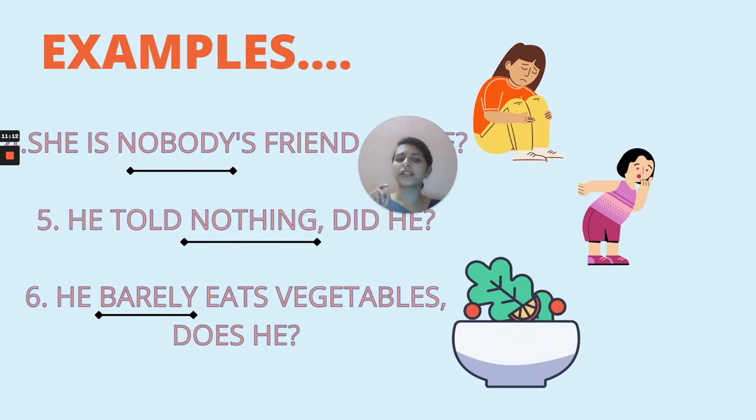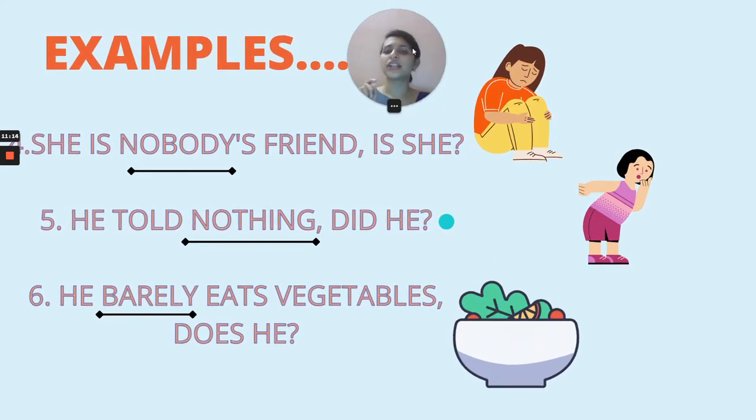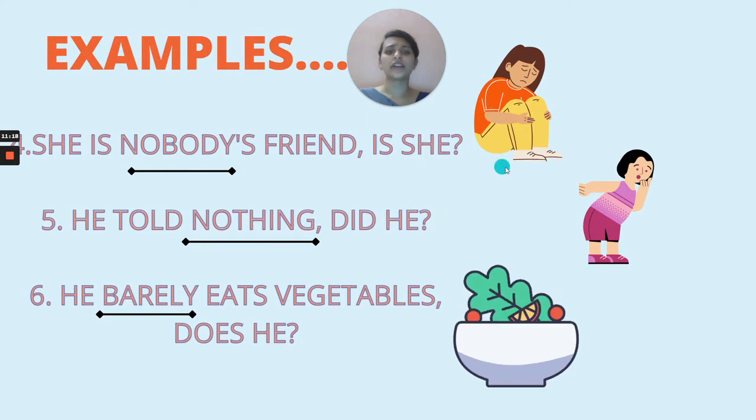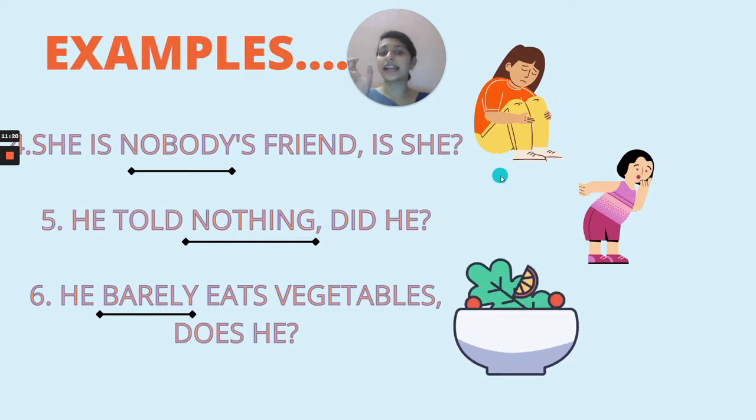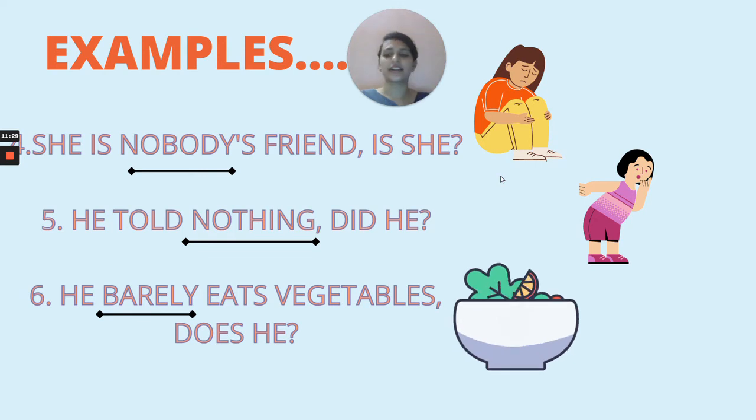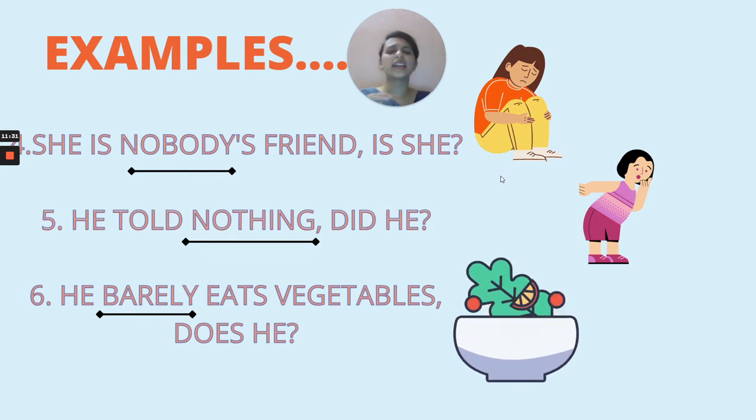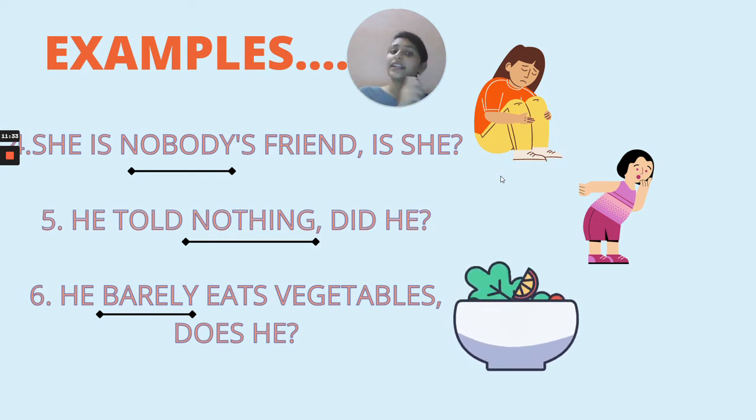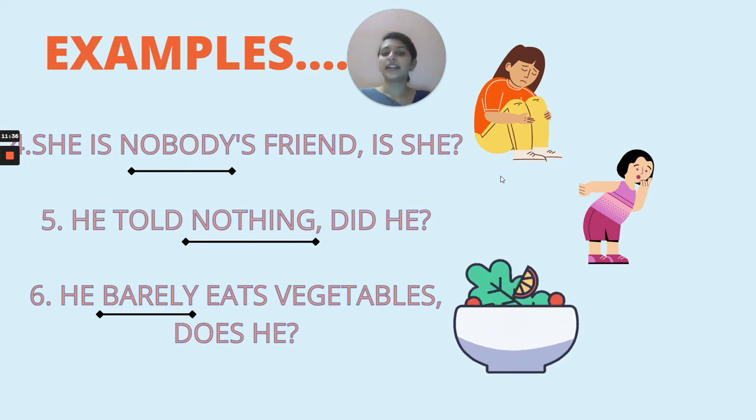A little more examples. She is nobody's friend. Because it is a negative statement, why? Because of that word nobody. So then it will be a positive question tag. Next one. He told nothing, did he? So negative statement, positive question tag.